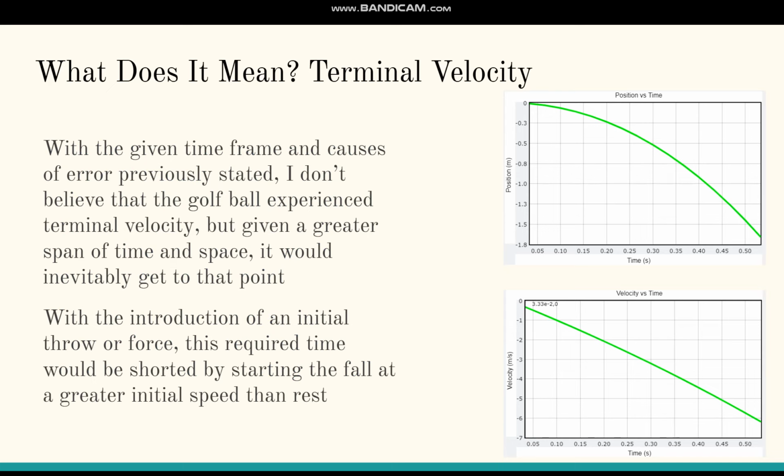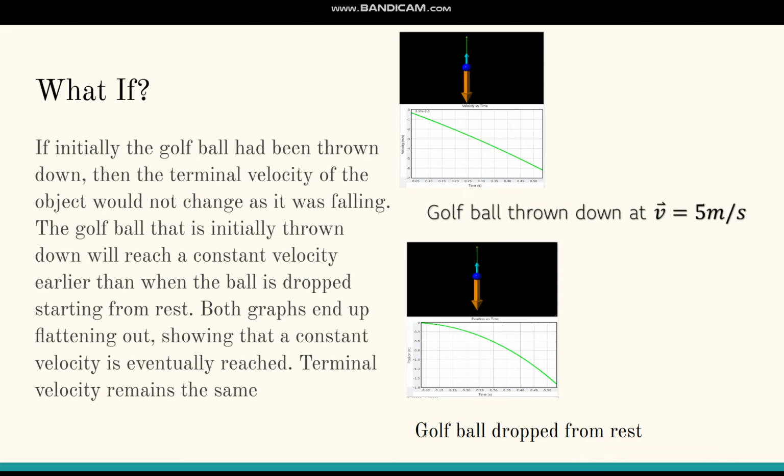And so what does this mean? With the given time frame and causes of error previously stated, I don't believe that the golf ball experienced terminal velocity, but given a greater span of time and space, it would have inevitably gotten to that point. With the introduction of an initial throw or force, this required time would be shortened by starting the fall at a greater initial speed than rest.